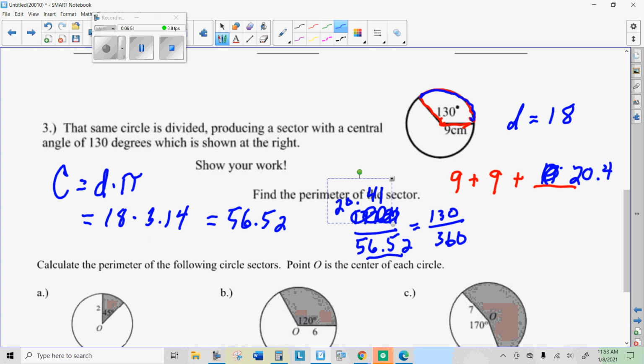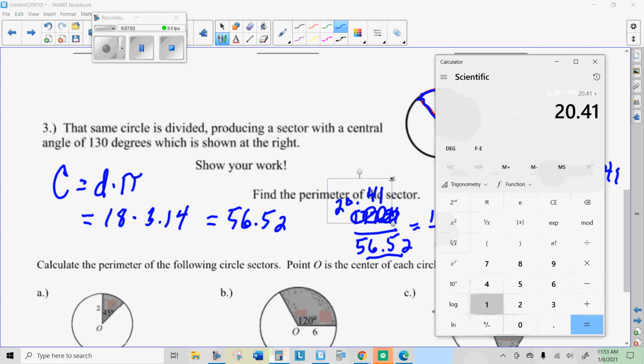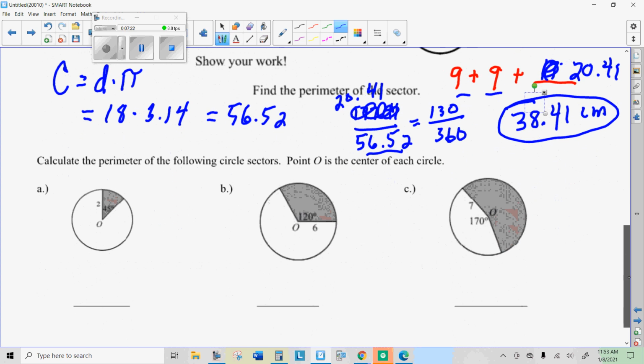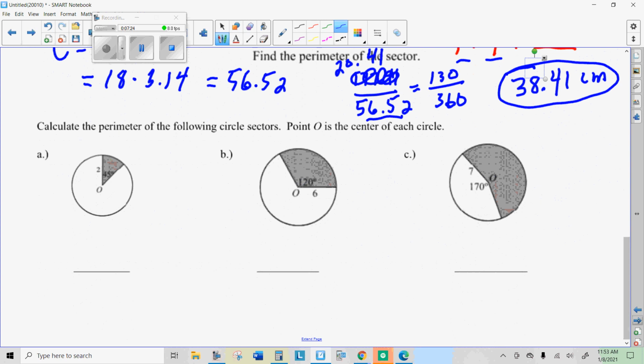So 20.41 we want to add. And then I have to add 9 plus 9 to that. That's these two parts to get the entire perimeter there. So plus 18 more. 38.41. And that would just be regular old centimeters because we're doing the distance, straight distance. So straight units. All right, so on all these, you've got to find the perimeter of the sectors.